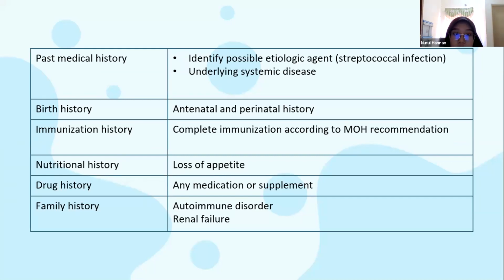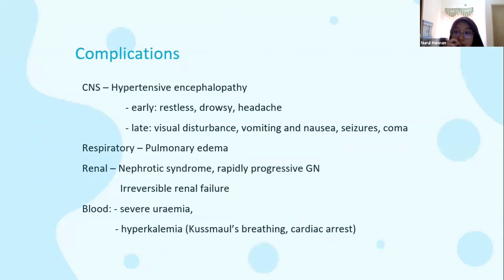Alright, so next, this is the complication of glomerulonephritis. So it can be hypertensive encephalopathy. The patient, if it is in early stage, may have restlessness, drowsiness, headache symptoms. If it is in a late stage, the patient may have visual disturbance, vomiting and nausea, seizures, and also coma.